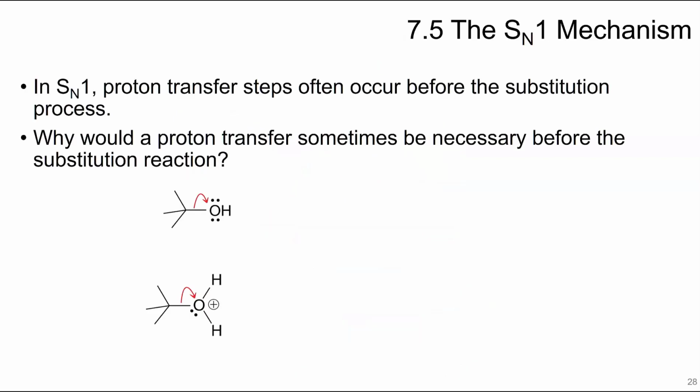In an SN1 reaction, sometimes you need to have a proton transfer step to occur before the substitution even happens. And why would that be necessary? Here you can see this is an OH. The OH is trying to leave, but this does not happen. OH minus is a terrible leaving group.